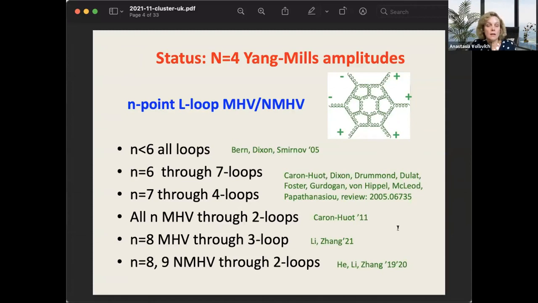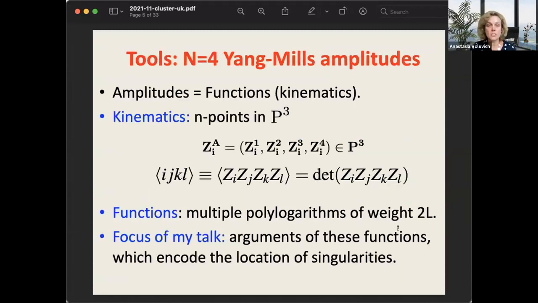So what are some of the conventions and how are these computed? Again, this is very schematic, but hopefully clear. For the purposes of this talk, we're going to think of an amplitude as a function of some kinematic variables. So what are the variables? The variables are described by points in a P3. You will see everywhere this Z_i^a, where i labels the number of points, and a is a coordinate in P3.